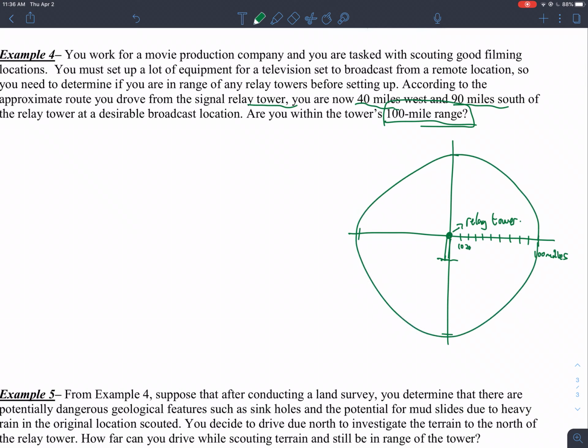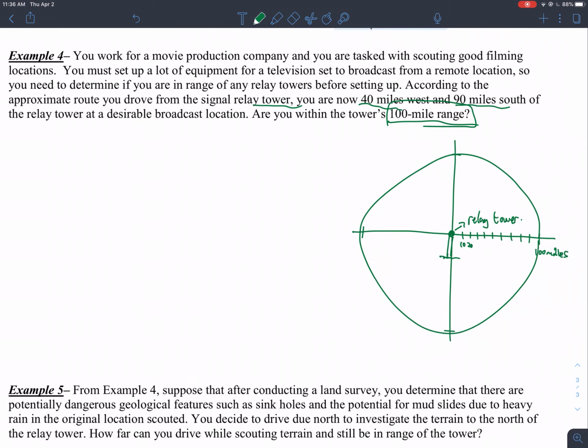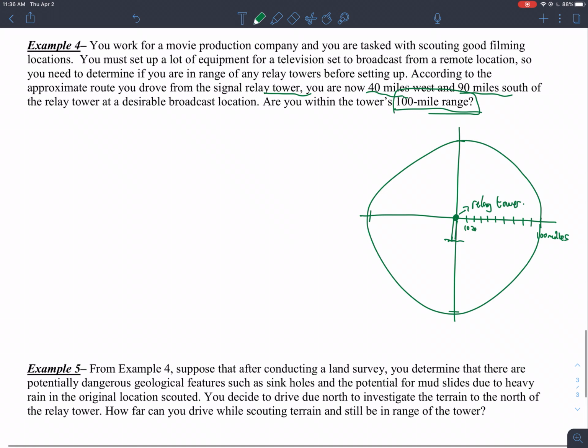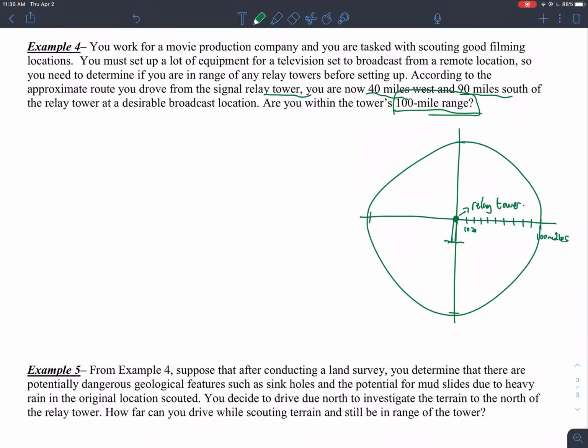Okay. Now, it's better if you draw this perfectly with a compass or a protractor or whatever, but, you know, we're just doing it by hand. And you're going to be solving something like this on a quiz or a test. Just do it by hand. Just do it quickly. The point is you want to visualize what it is we're trying to do. Okay? And so, are you within the tower's 100-mile range?